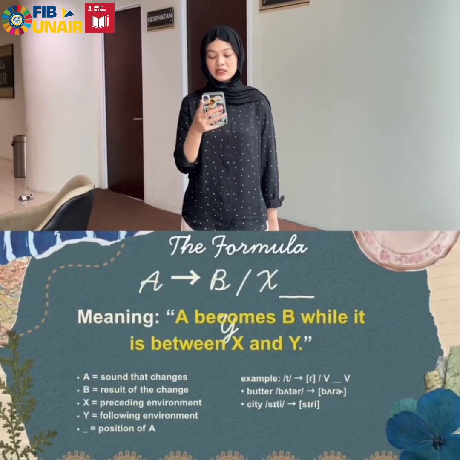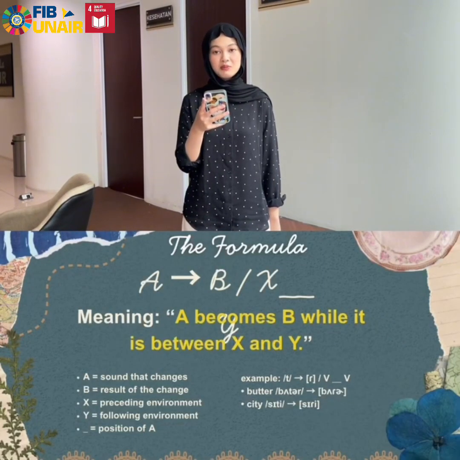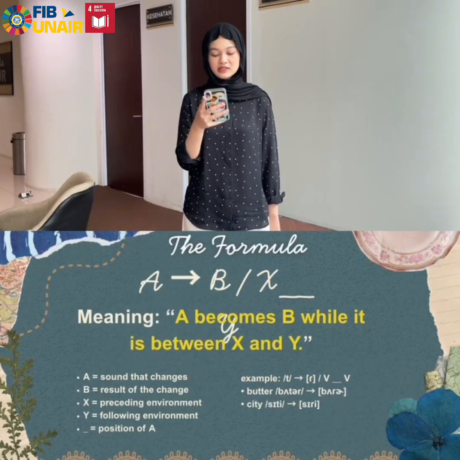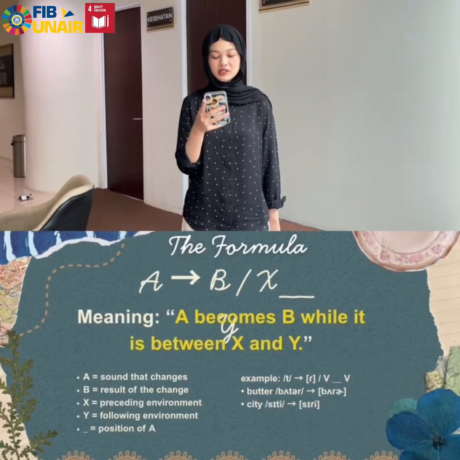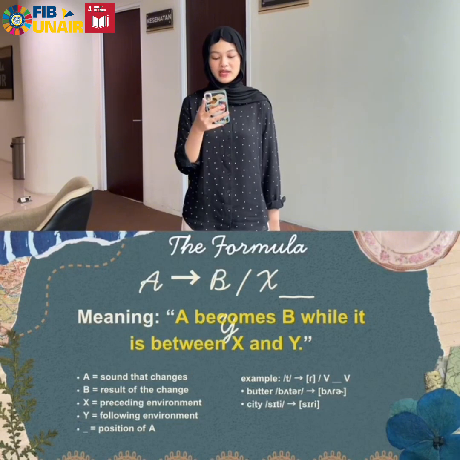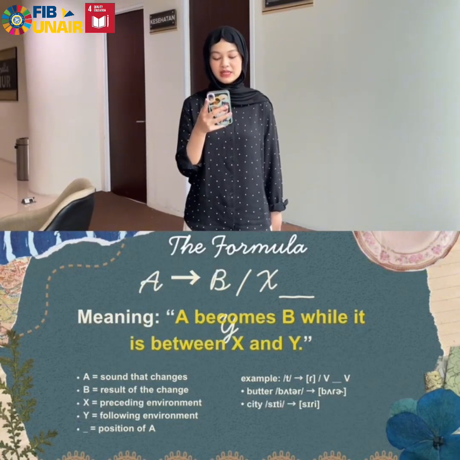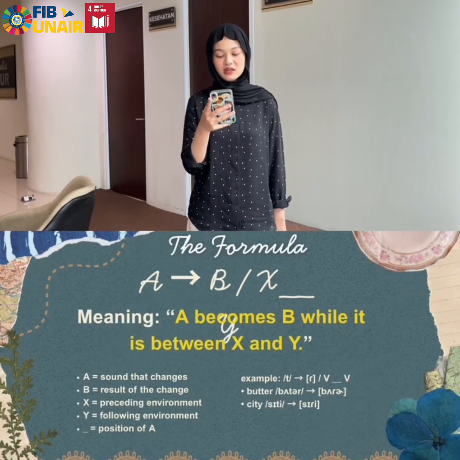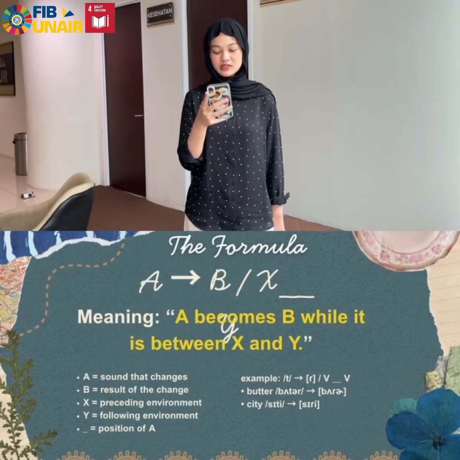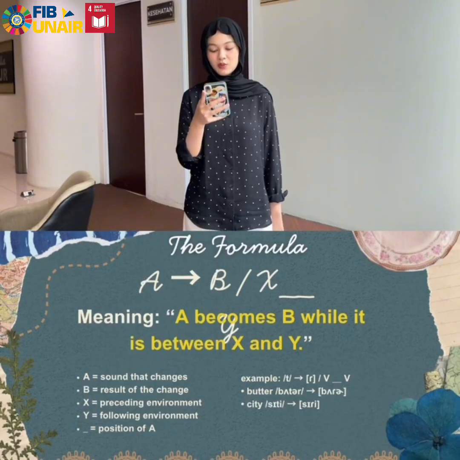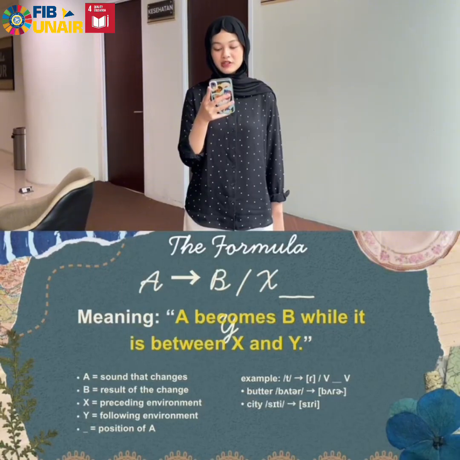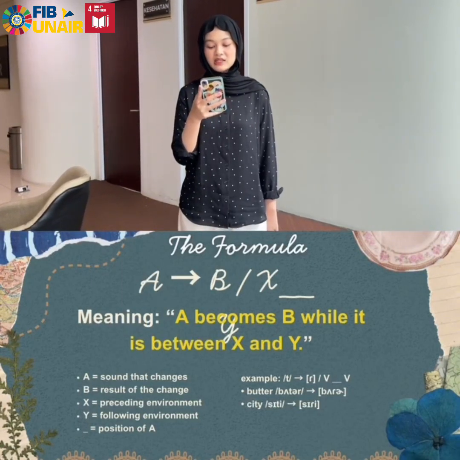The formula is A becomes B when it is between X and Y. A is the sound that changed, B is the result of the change, X is the preceding environment, Y is the following environment, and the underscore is the position of A. For example, T becomes R between vowels. So, for example, the word better is read as "berrer", and city is read as "cirry".